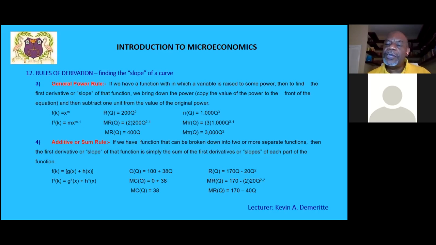So if we have a function in which a variable is raised to some power, then to find the first derivative or slope of that function, we bring down the power, and by bringing down the power, we copy the value of the power to the front of the equation. That's what we mean when we say we bring down the power. We copy that 2 to the front of the equation.